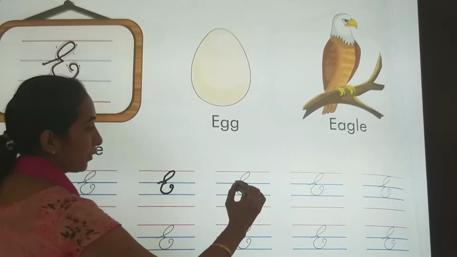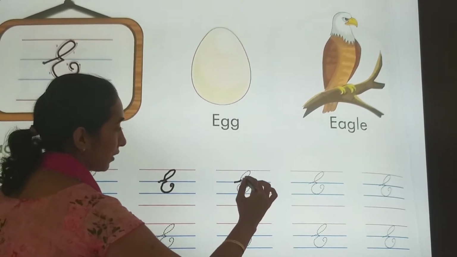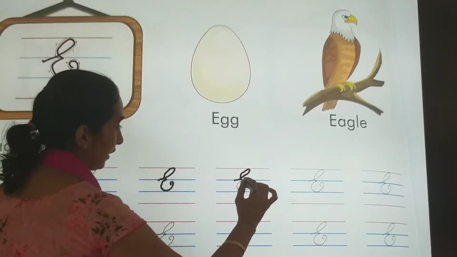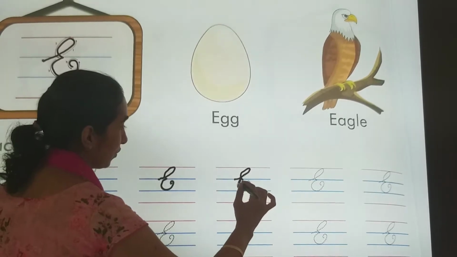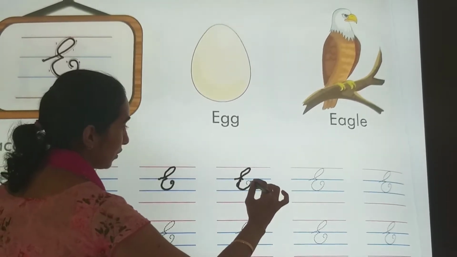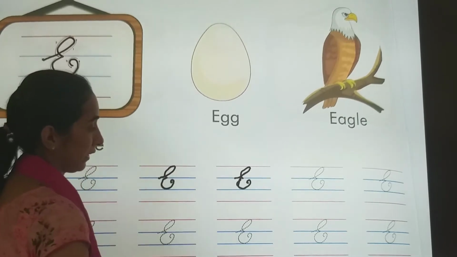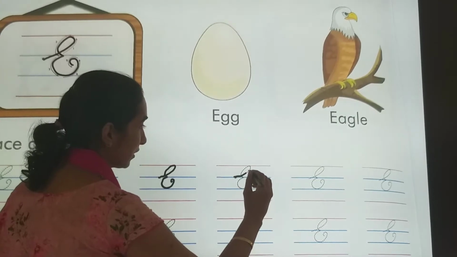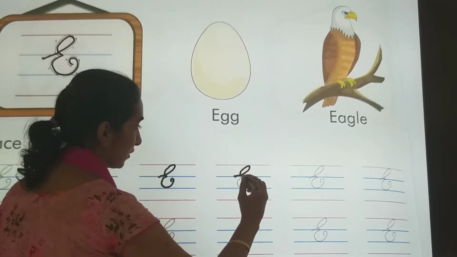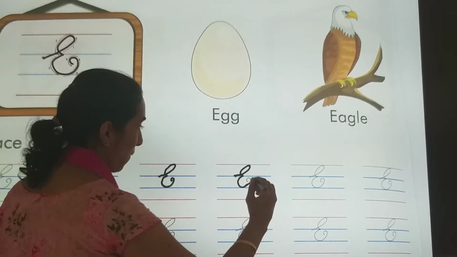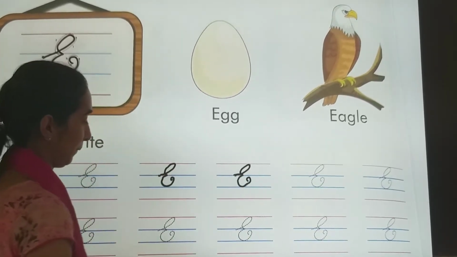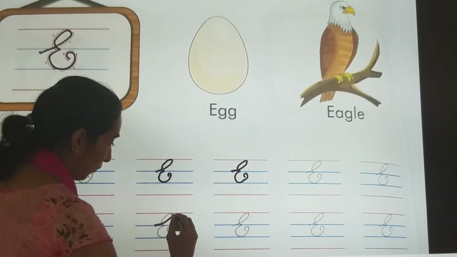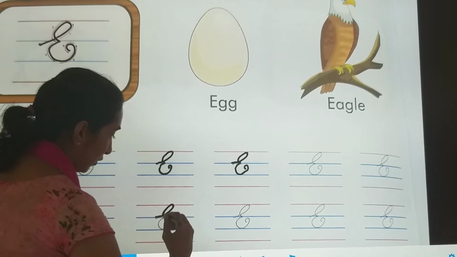How have we done that? First we will go to the first red line. Here we will take a loop. Then go to the second line and a curve. This is E. Let us try again. From this line go upward, then a loop.